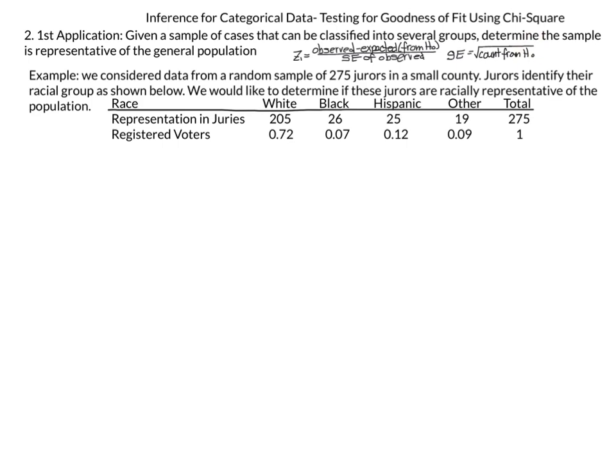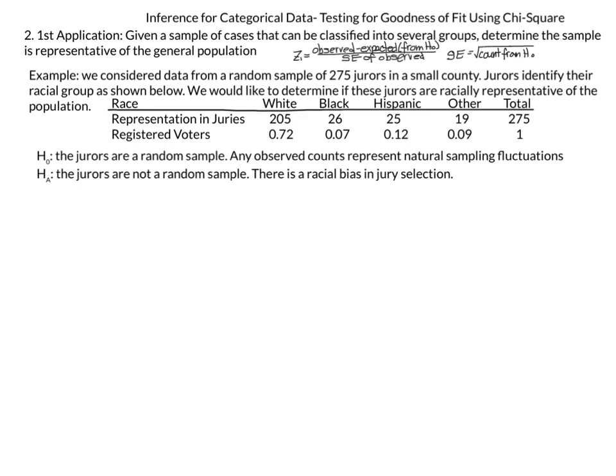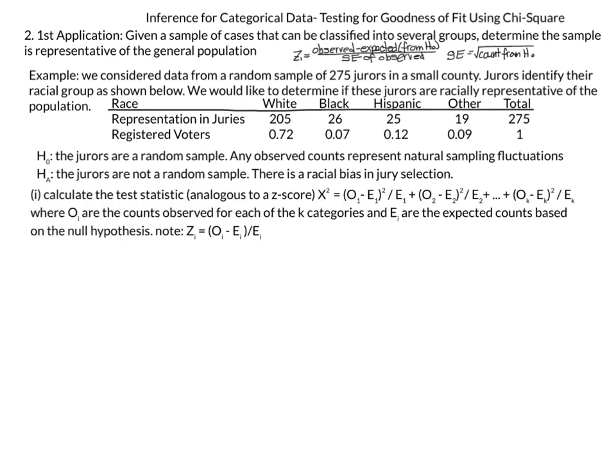So hypothesis testing now. Normally in hypothesis testing, our H0 is the one that is least alarming or not surprising. It's the boring one. The boring assumption is that our juries look just like our population, so the proportions will be equal. So H0: the jurors are a random sample, and any difference in observed counts represents natural sampling fluctuations. HA, the alternative hypothesis: the jurors are not a random sample and there is racial bias in jury selection.